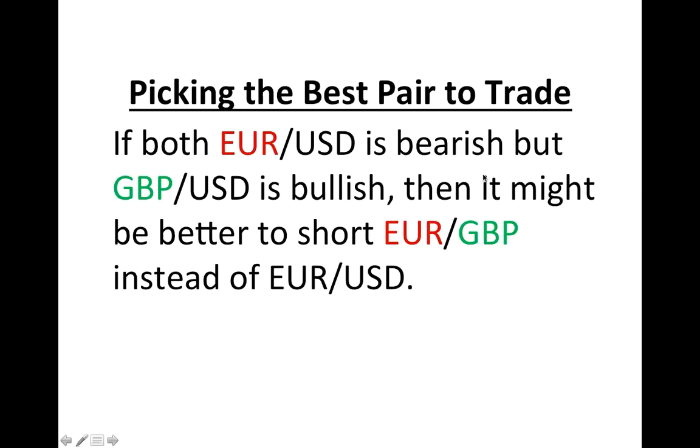So when they're both going in opposite directions, it means that the trend is going to be even stronger, because this is a fraction. This is the numerator, this is the denominator. So if the numerator is going down and the denominator is going up, that means that the overall number, the whole pair, is going to be even more bearish.